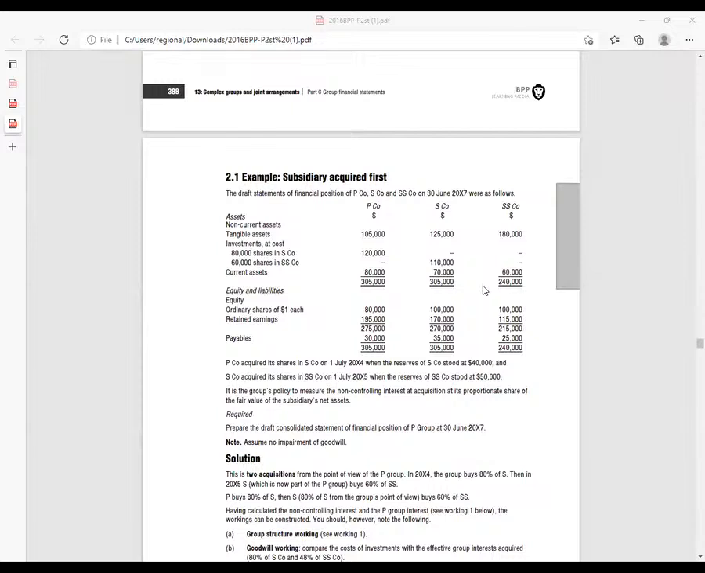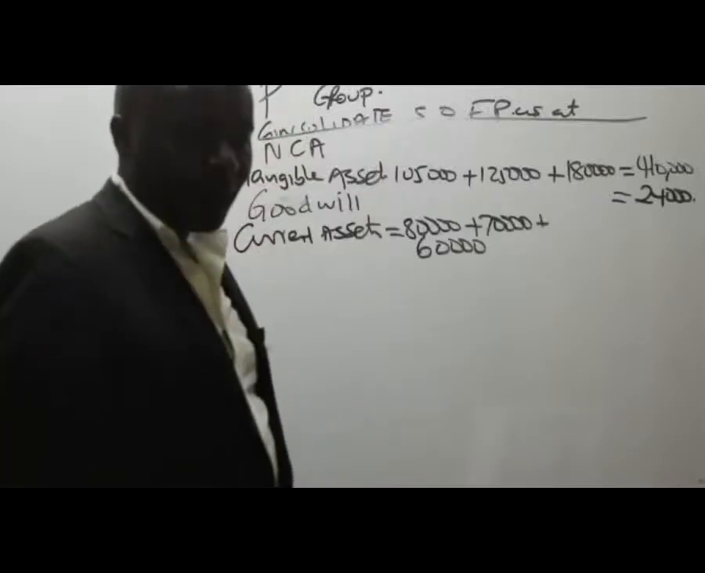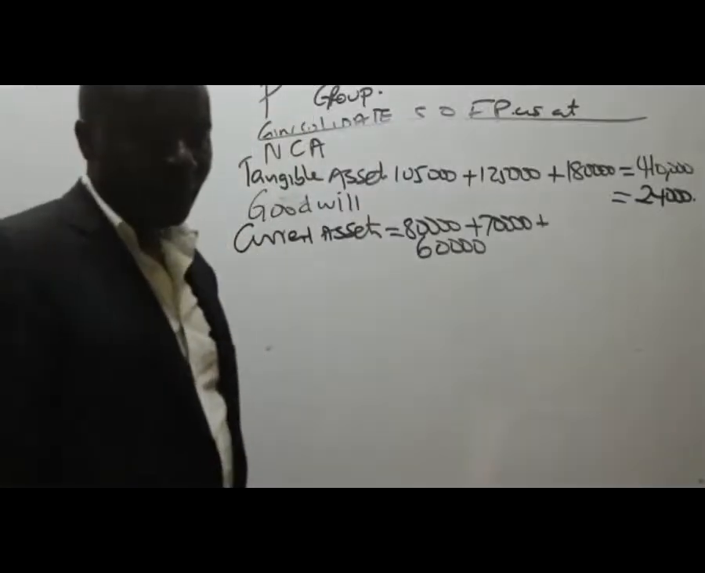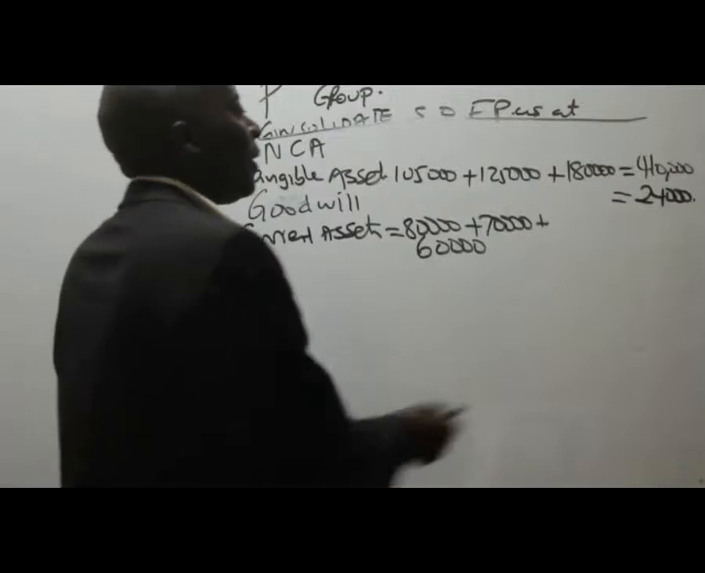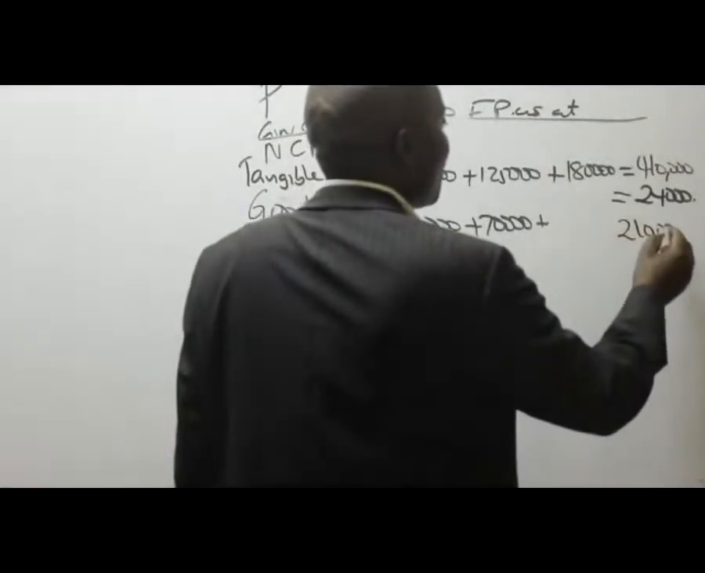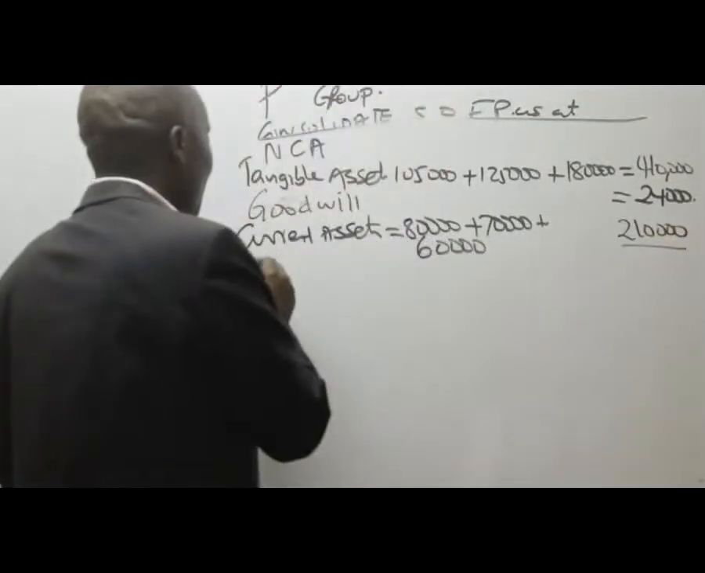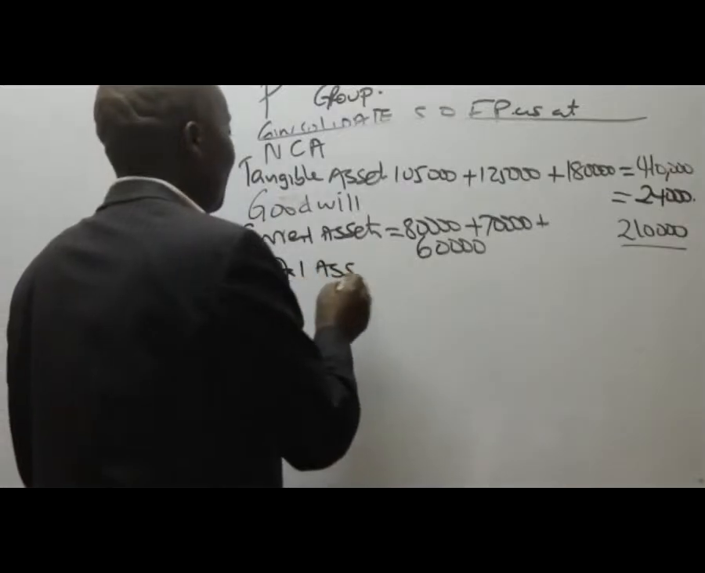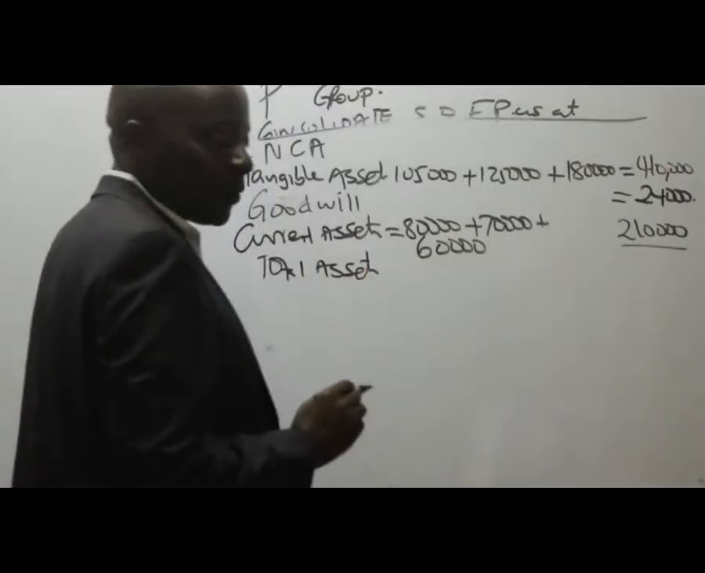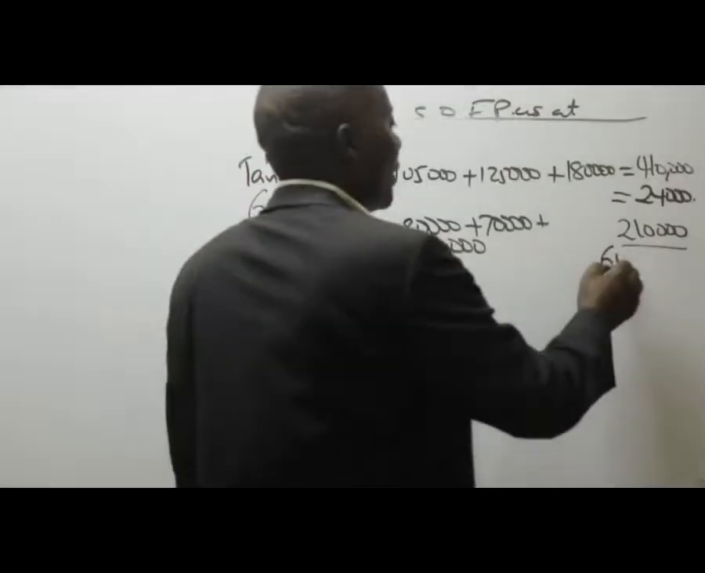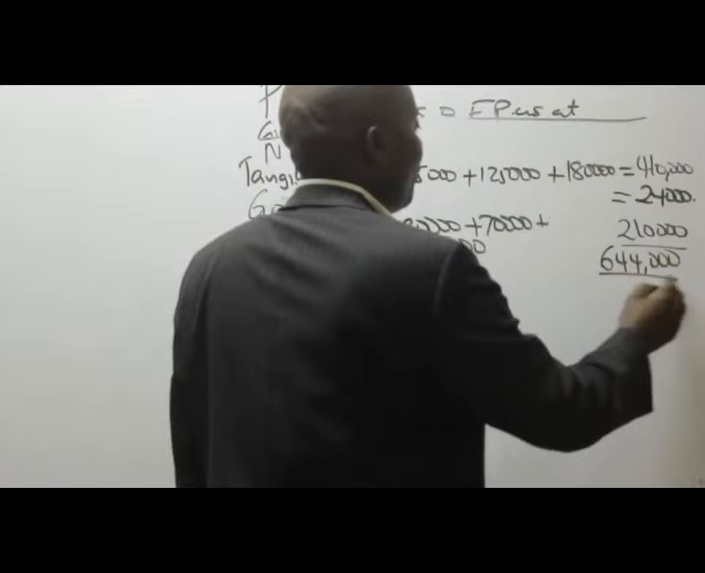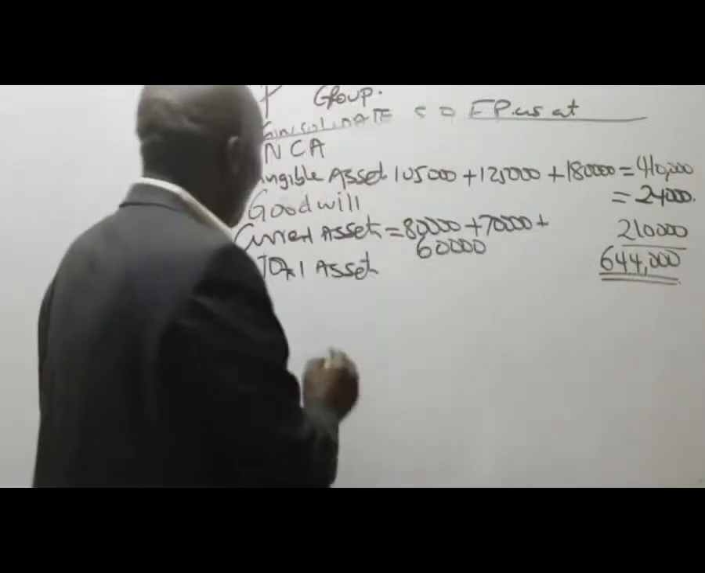Which will end up giving me what figure? 210,000. So then what is my total assets base? 644,000. Thank you very much. So from there, we go to the equity side.